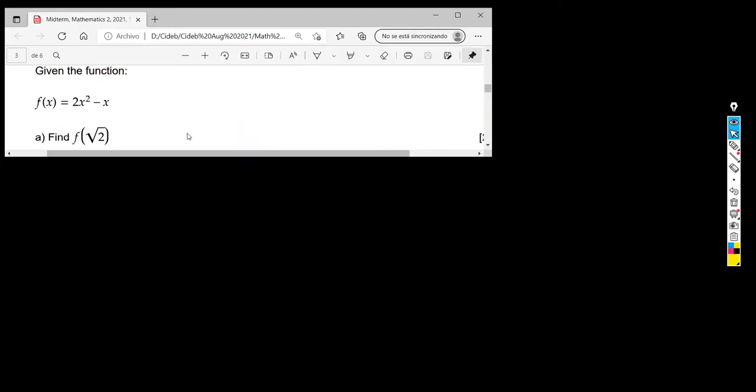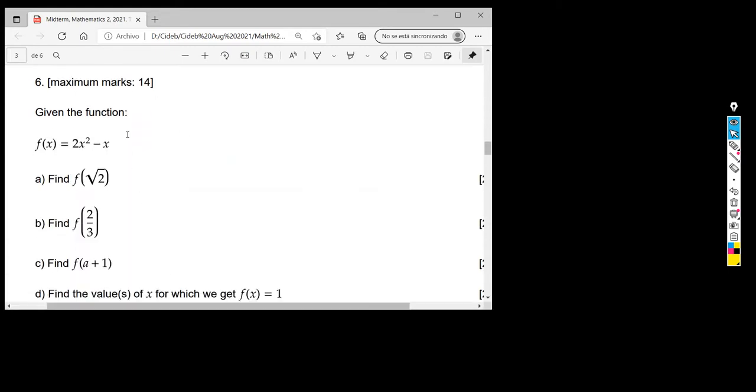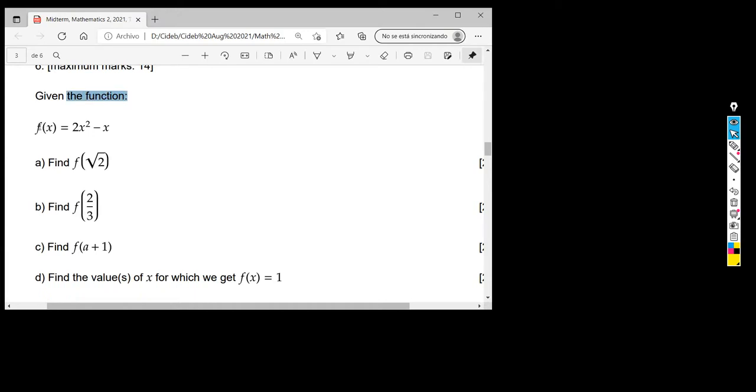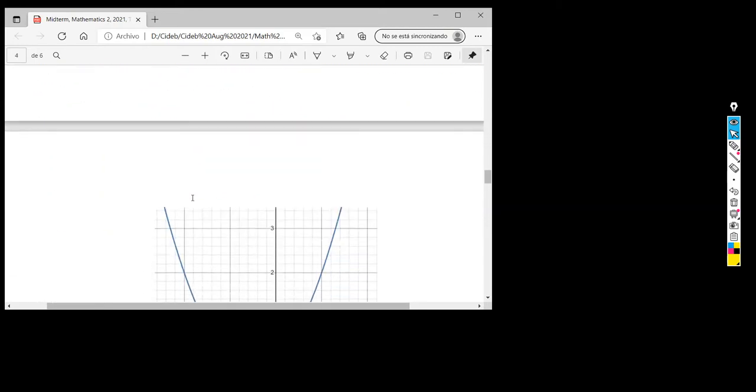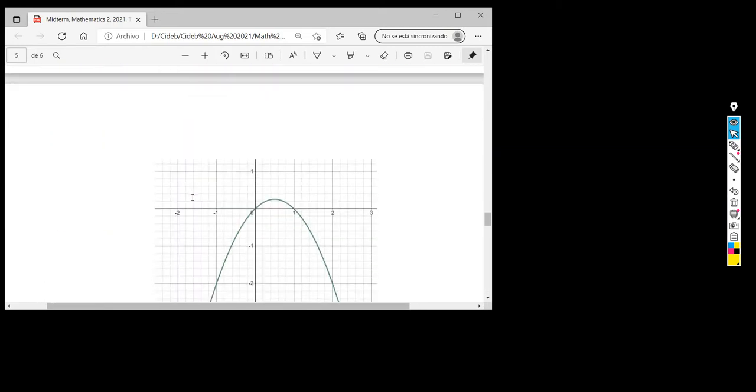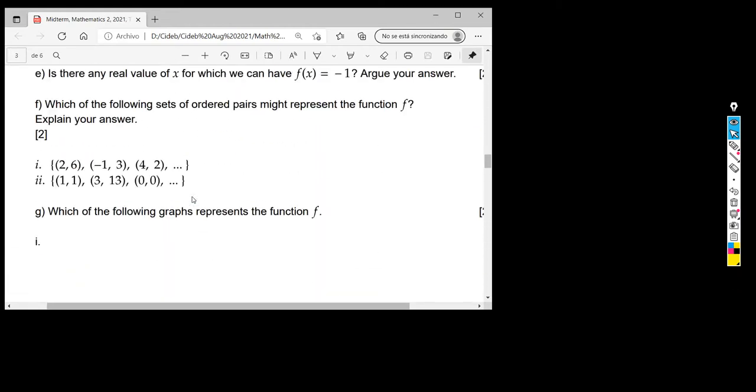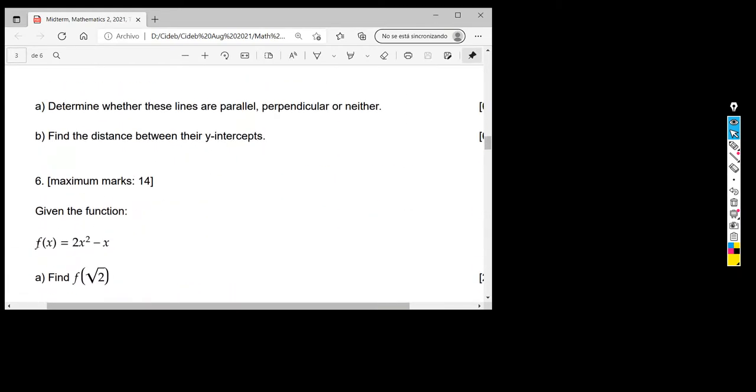We continue with problem number 6. Given the function f of x equals 2x squared minus x, I give you one function, and then I ask you a bunch of stuff. I think I ask you 8 questions, or 7, about this particular function.